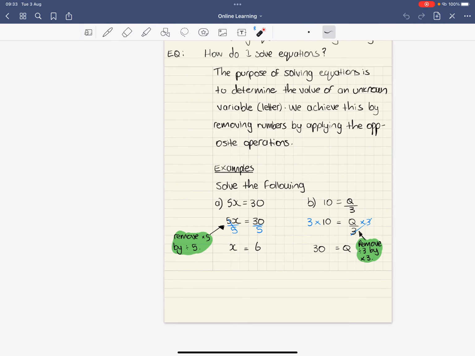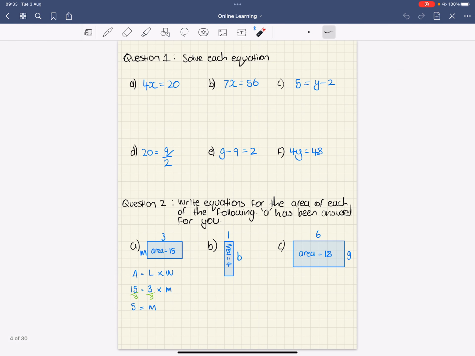All right. Let's do one more question together, and I'll leave you to it. You can see question 2, which is a little bit more complex. I've already answered question A, and you can have a go at question B and C. If you get stuck on any of these questions, just email me, and I'll reply to you.